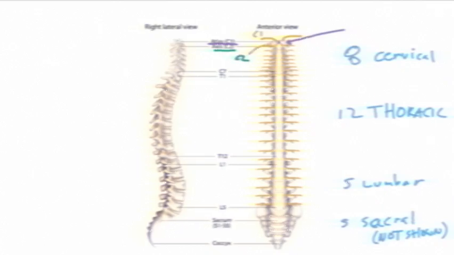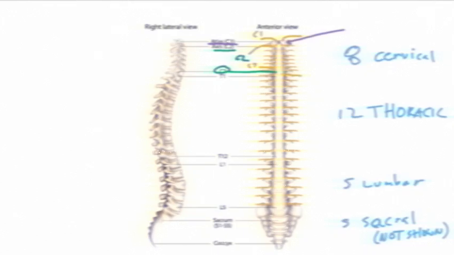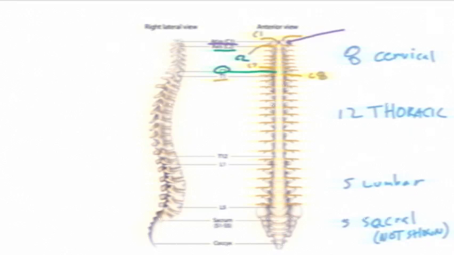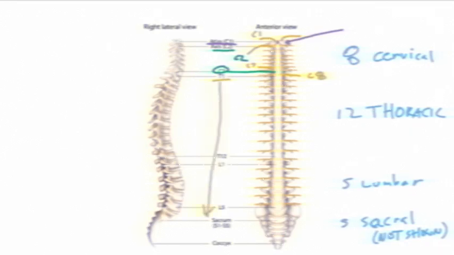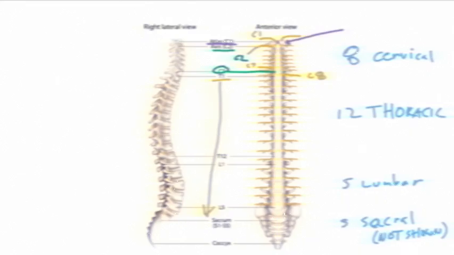This pattern continues until you get to C7. It includes C7. So if this is the C7 vertebra, then right here is the C7 nerve, which exits above the vertebra. And then C8 actually exits underneath. So the pattern changes from here on out. This pattern continues from T1 to the rest of the spinal nerves. Every spinal nerve below T1 will exit below its associated vertebra.